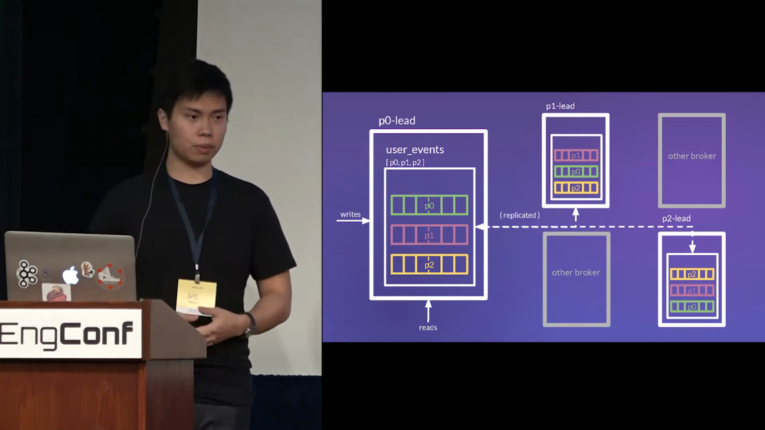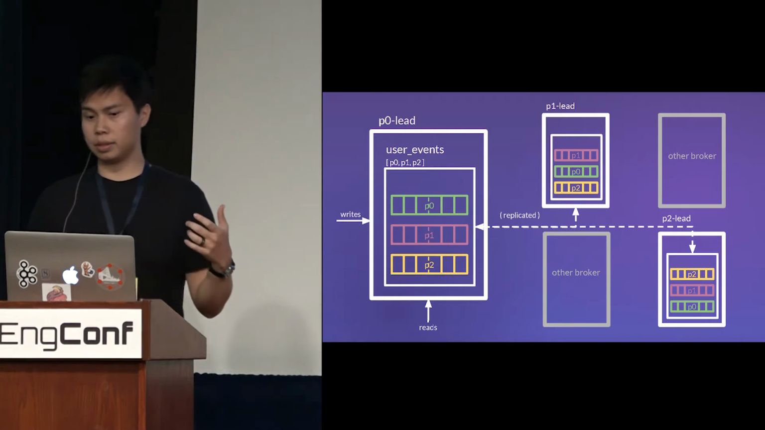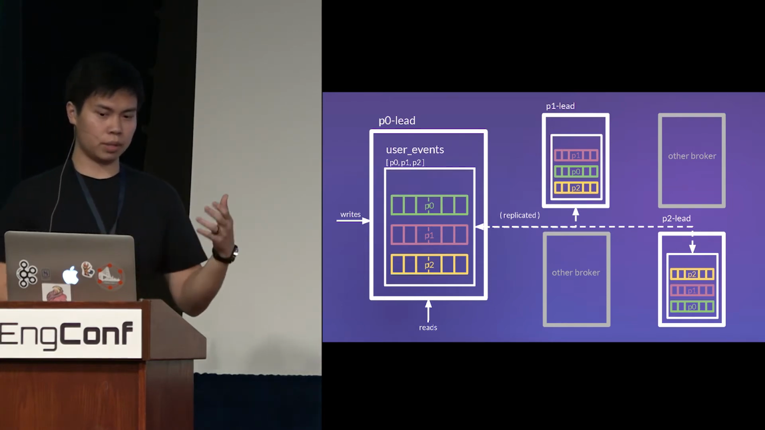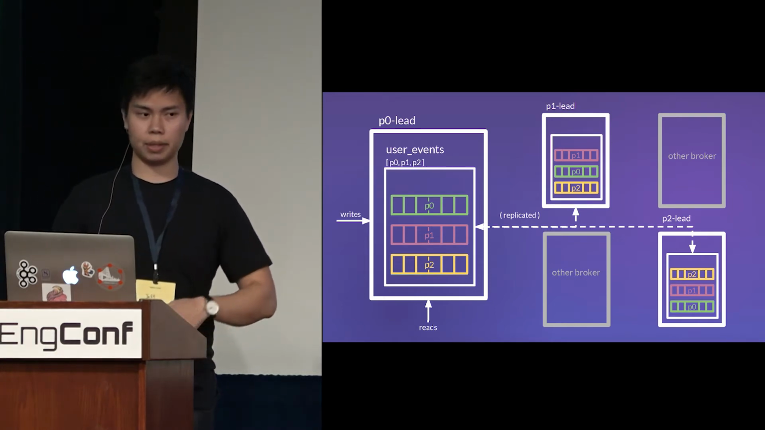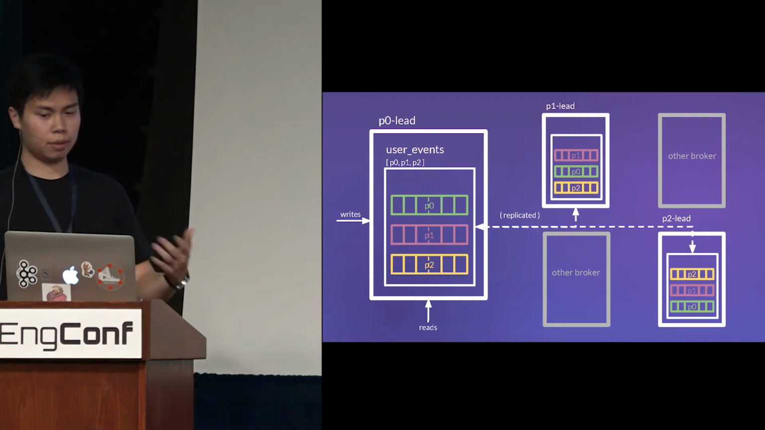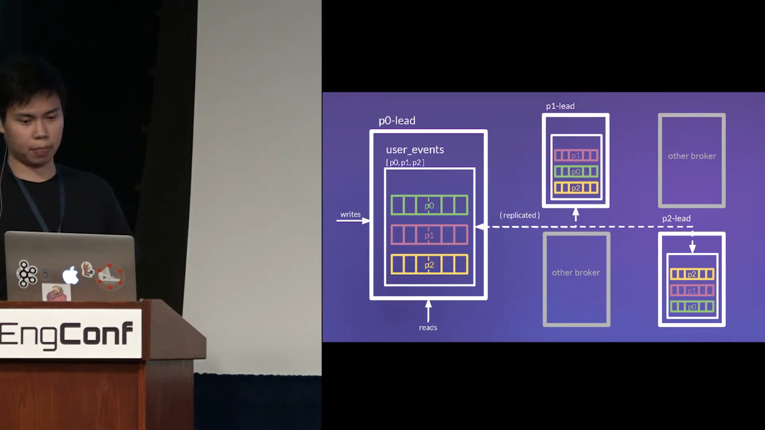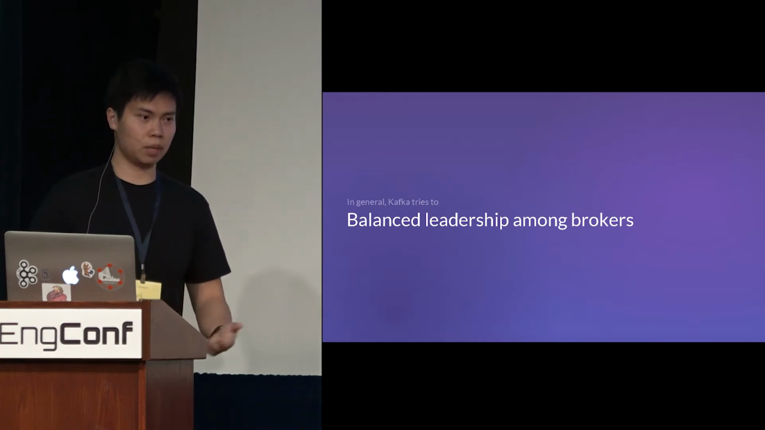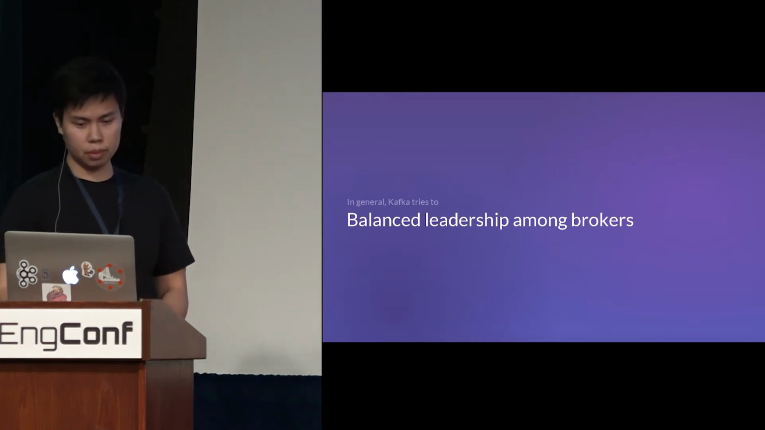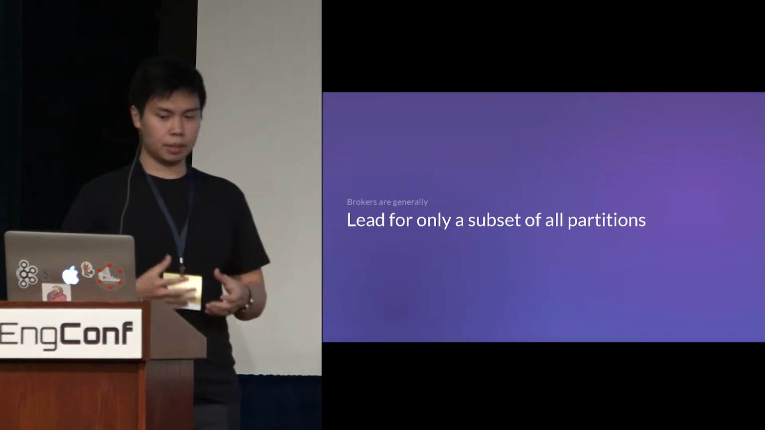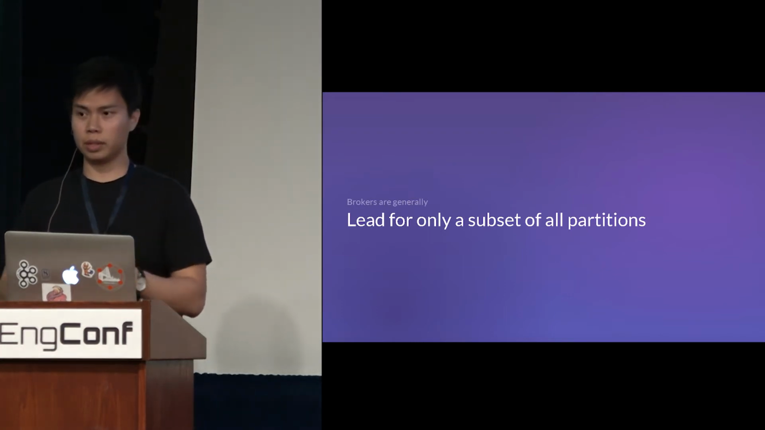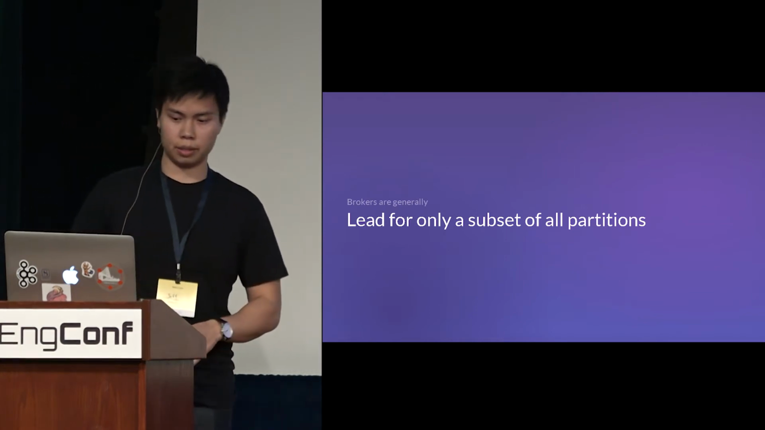So again, in this example, broker on the left is lead for partition 0, but then it's also followers for partition 1 and 2. Broker on the top is lead for partition 1, but then also followers for partitions 0 and 2. So in essence, Kafka tries to balance leadership among brokers so that it can basically say that a broker is lead for only a subset of all the partitions in the cluster.